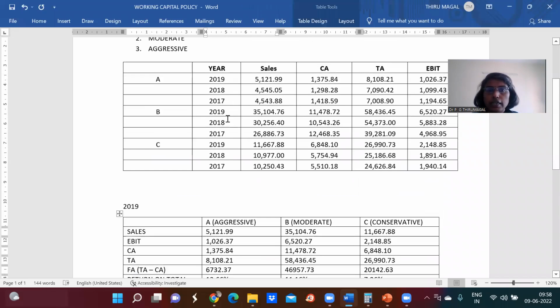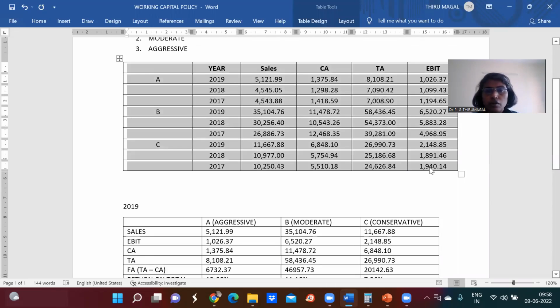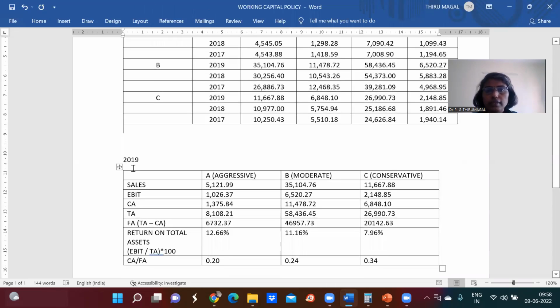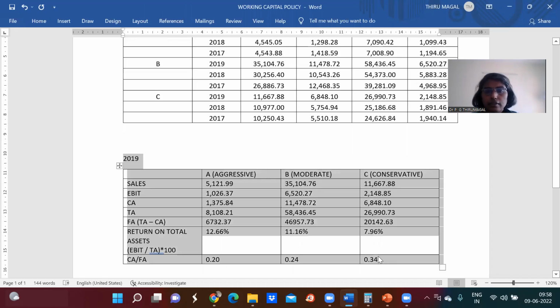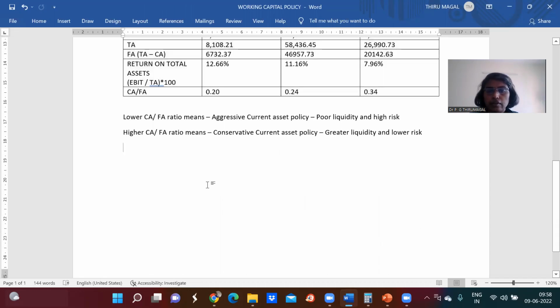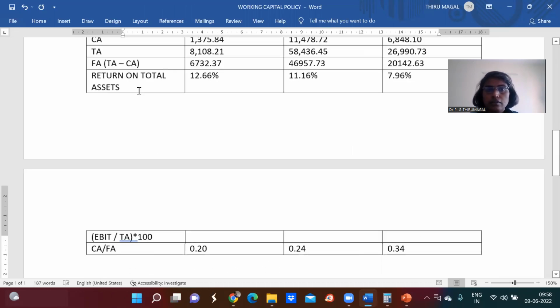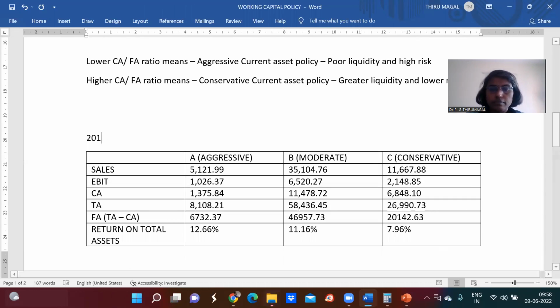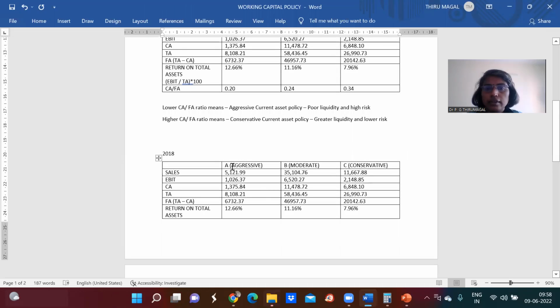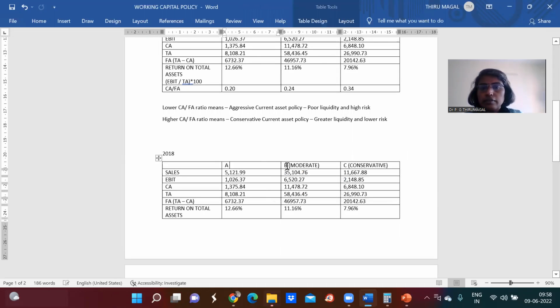So that is for 2018 if you want to calculate. Let us take 2018 data alone for all the companies. That is the same template we can take. For 2018, let us calculate. So this is for 2018. For 2018, let us calculate the current asset and the fixed asset ratio so that we can know whether they are following conservative or aggressive.